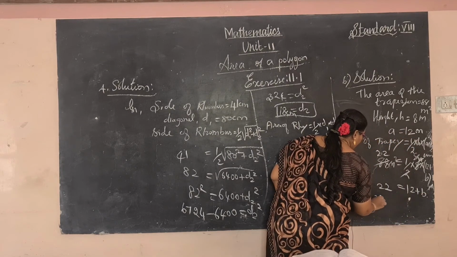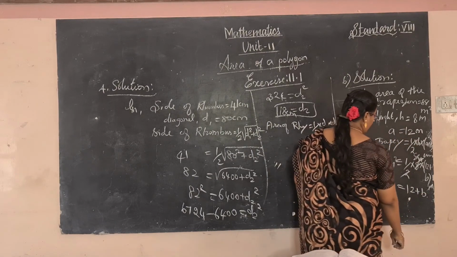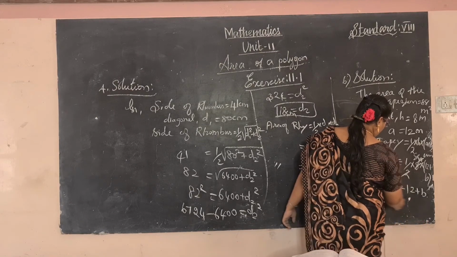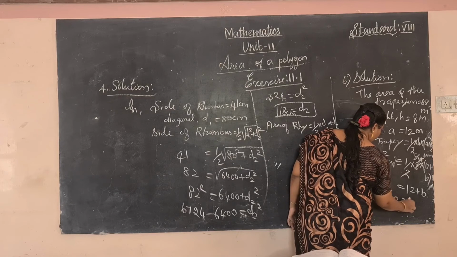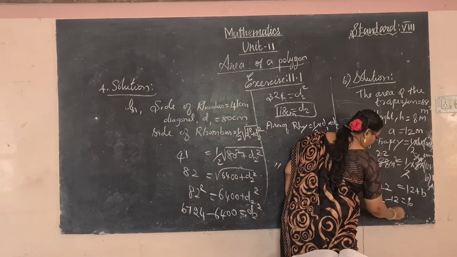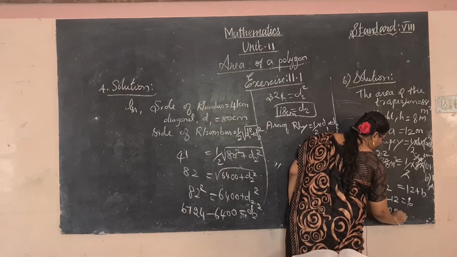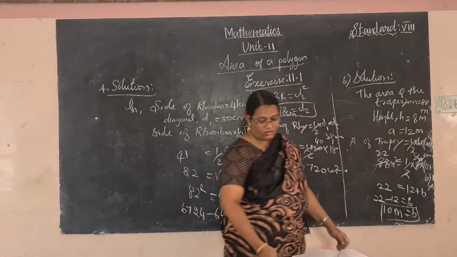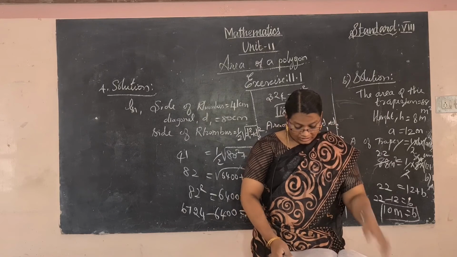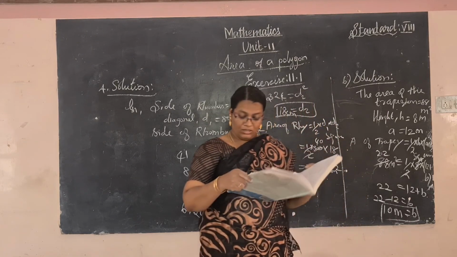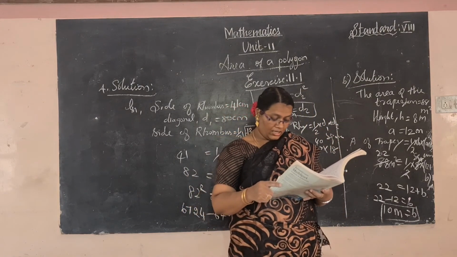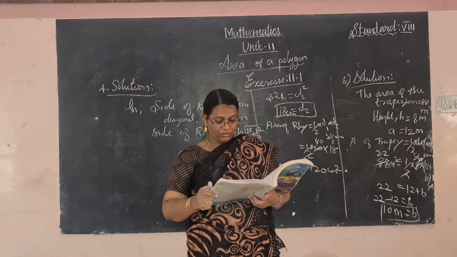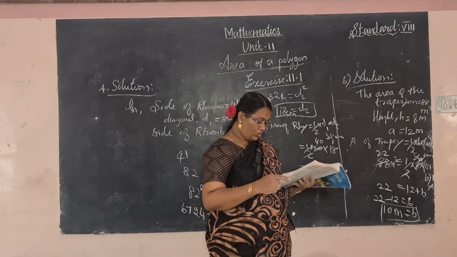Okay, so 22 minus 12 is equal to B. So B is equal to 10 meter. So the other parallel side is 10 meter. Okay, seventh one, the example 6th type. Okay, that is also homework. Now move to the 8th one.